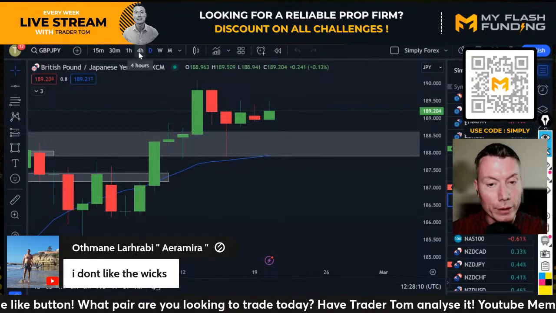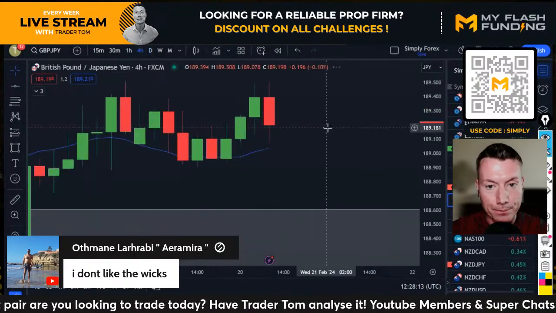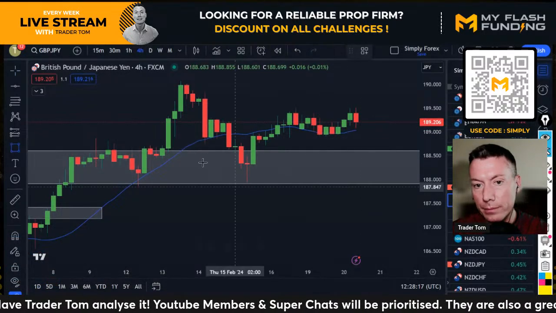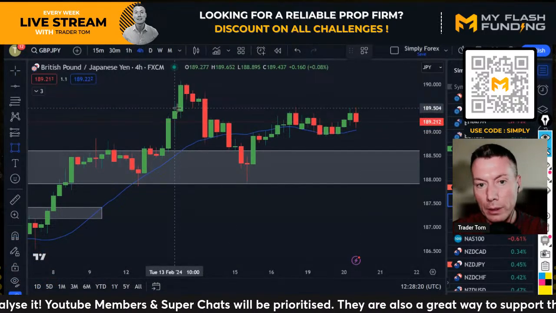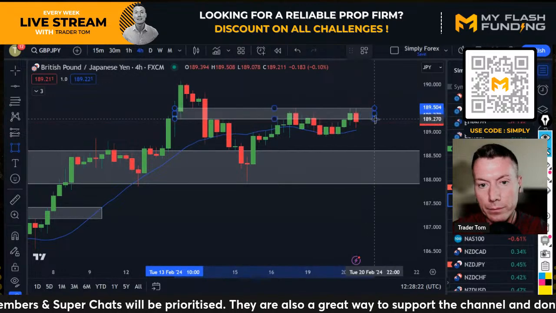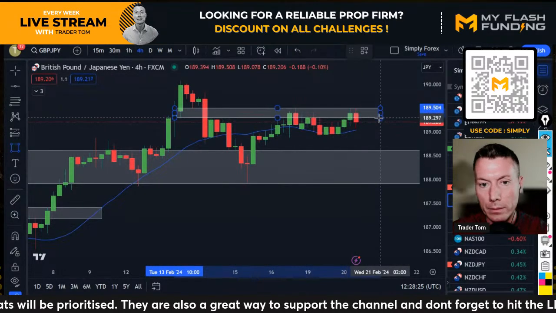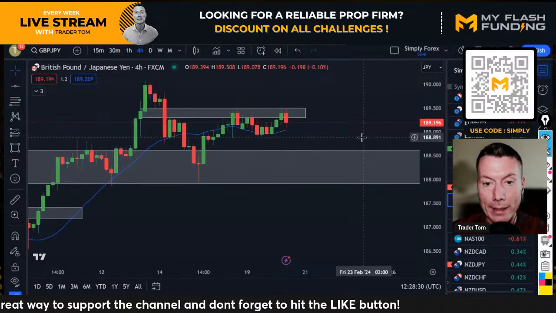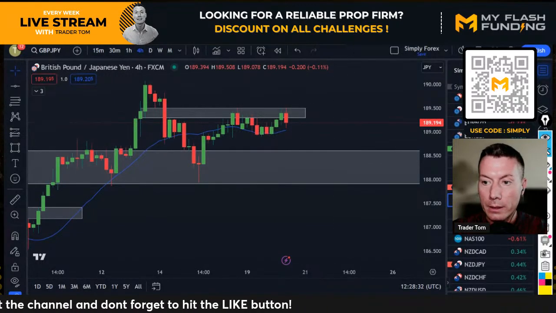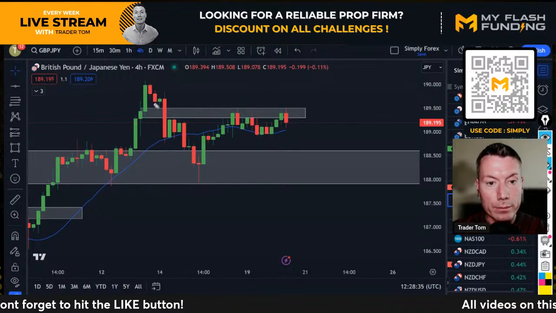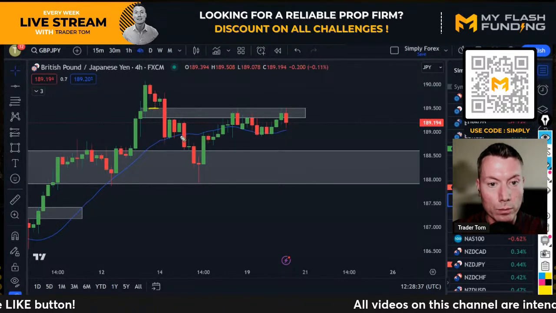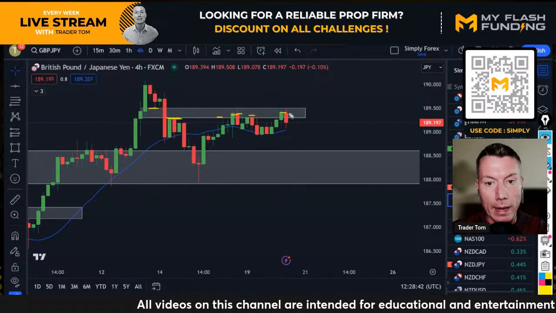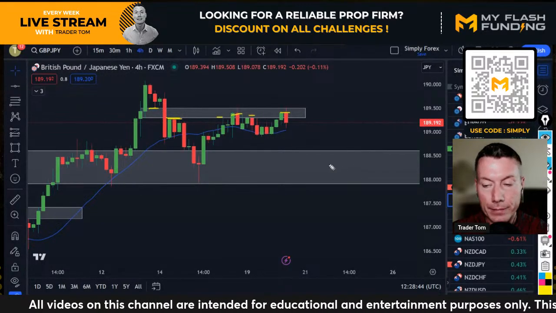Let's have a look at the H4. And there will be a clear level here. Okay, so if we can put a level through here, I would say this has become quite a significant level for pound yen. This is the H4 now, and it used it as support and then used it as resistance, and then it's been using it as resistance ever since, right?